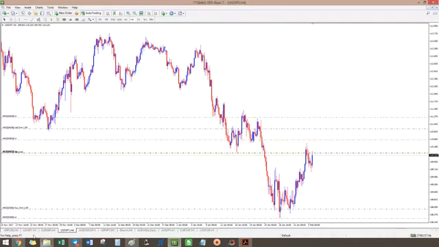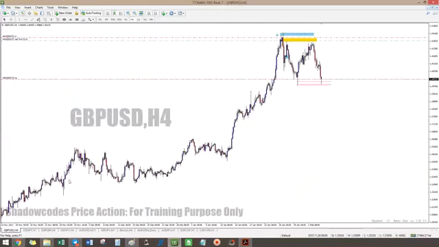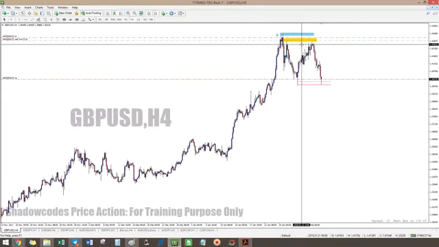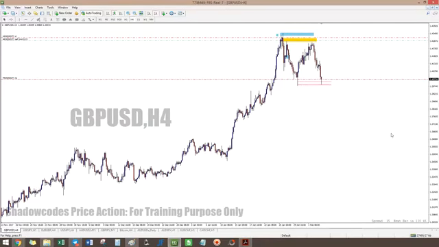Let's open GBPUSD. Over here, I also missed a trade. Actually, I already traded here, but it hit my break even. You can see it here. Just want to show you.